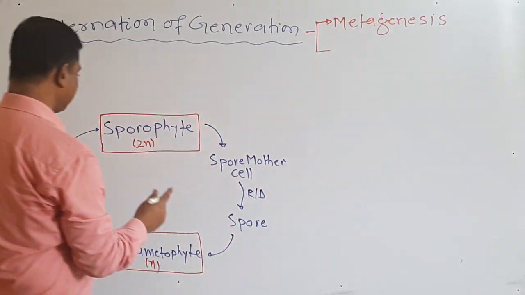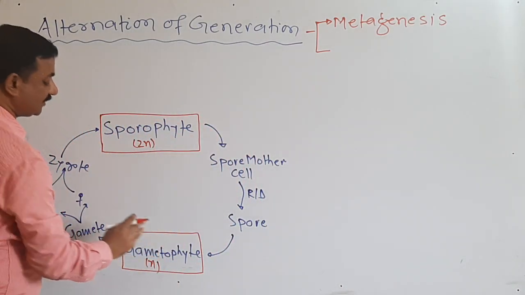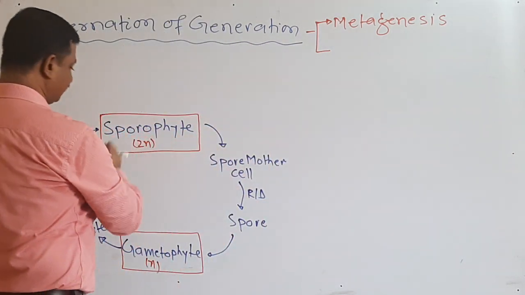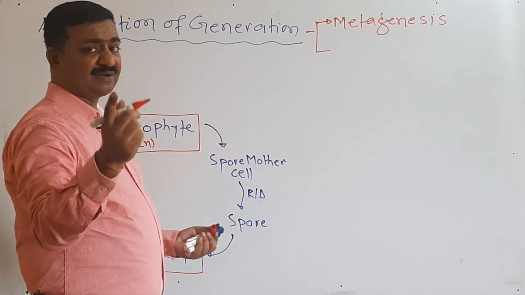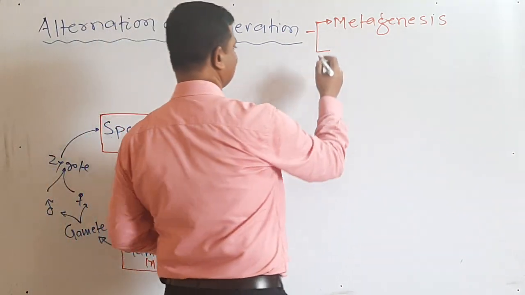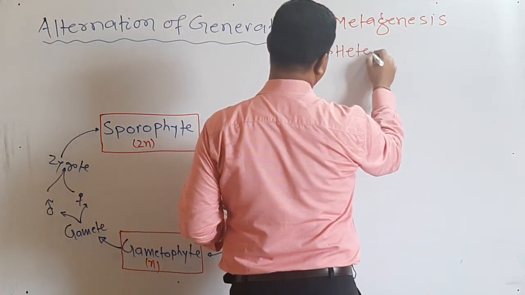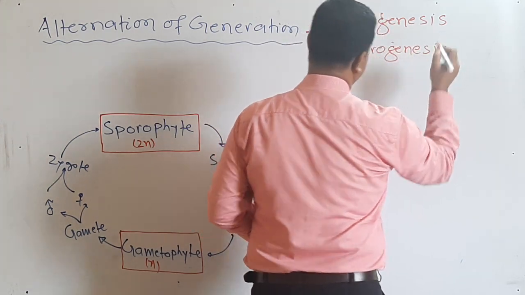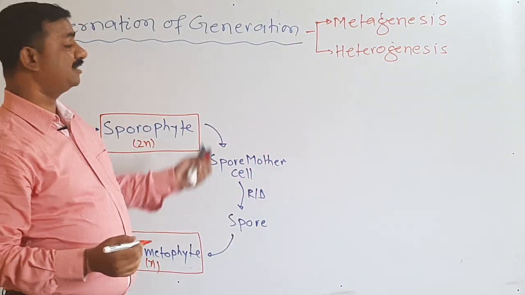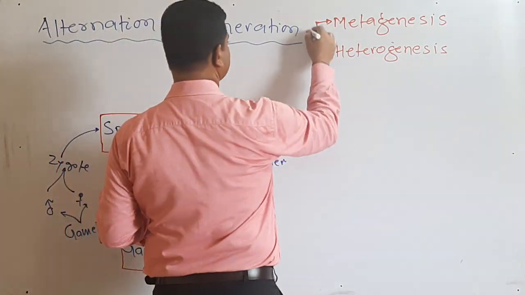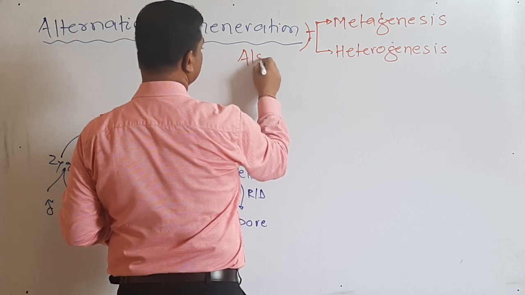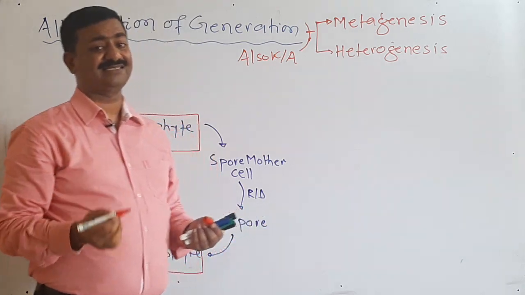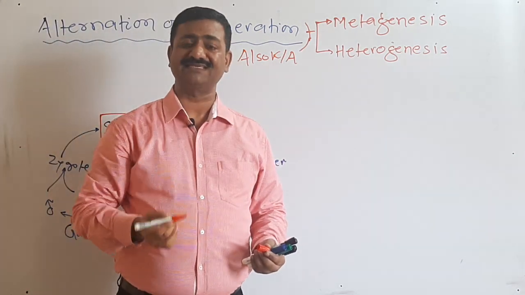Second, you are finding this is another form. We have two phases, right? And there is alternation of these two phases. That's why it's also called heterogenesis. So, mind well, the alternation of generation is also known as either metagenesis or heterogenesis, right?